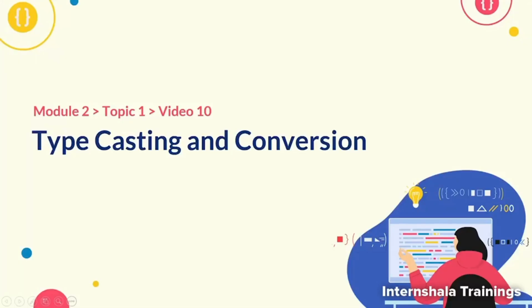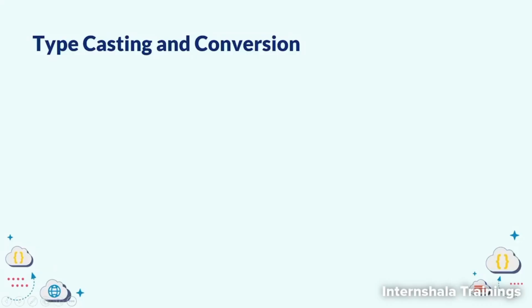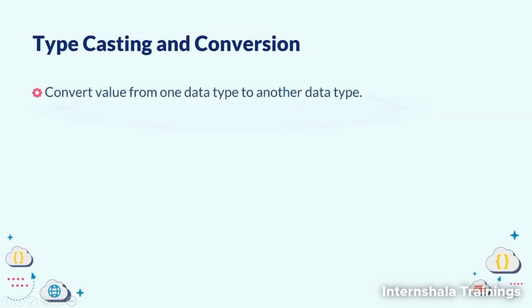Hello and welcome back. In this video, we are going to understand typecasting in Java programming. Typecasting is a concept where we convert a value from one data type to another data type. It is of two types: implicit typecasting and explicit typecasting. Let us understand this with the help of an analogy.